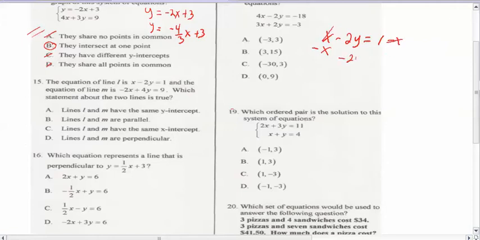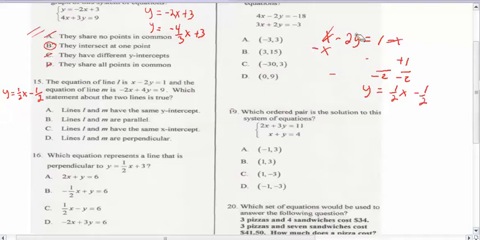So I have negative 2y is equal to negative x plus 1, divide by negative 2, divide by negative 2, divide by negative 2. So now I have y is equal to 1/2 x minus 1/2. Okay, that's my first equation. I'm going to put it over here. y is equal to 1/2 x minus 1/2. Okay, that's the first one. That's line L.